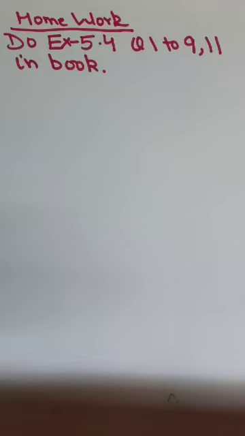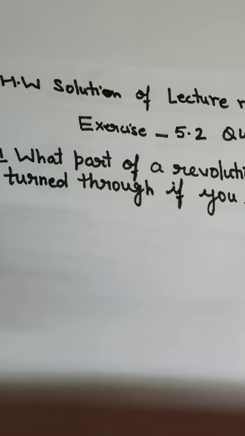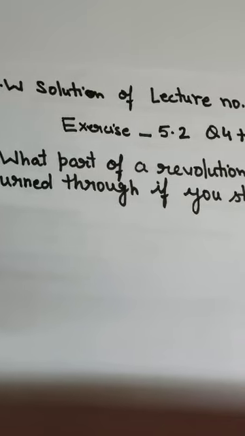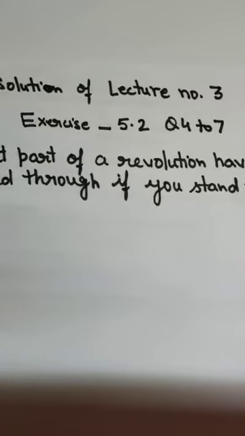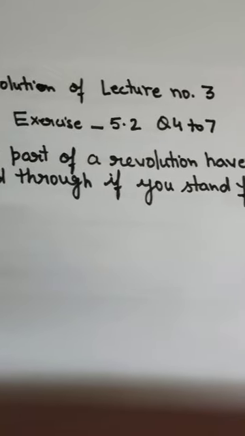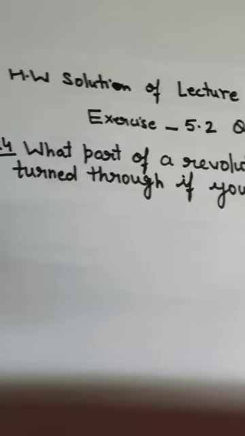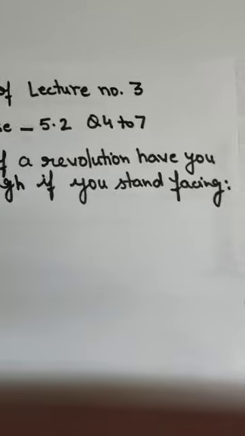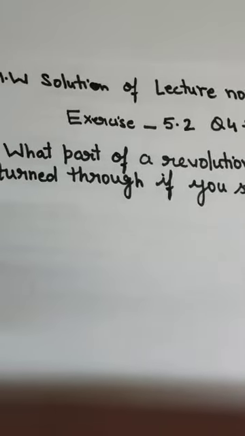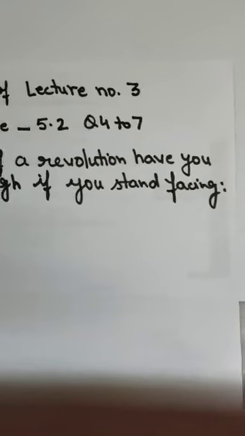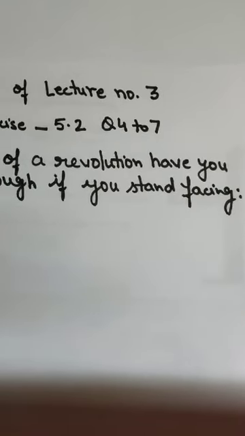And here are some questions in which you have to measure the angles, which you will measure in the book itself. Now it's time for the homework solution of lecture number 3. So see the homework solution now. Your homework was to do exercise 5.2, questions number 4 to 7. Your question number 4 was, what part of a revolution have you turned through if you stand facing, first part is A, east, and turn clockwise to face north?